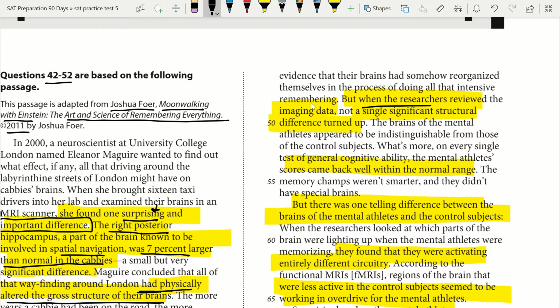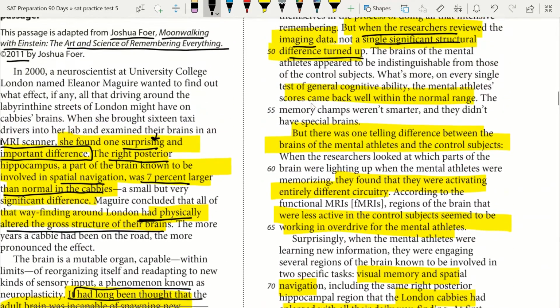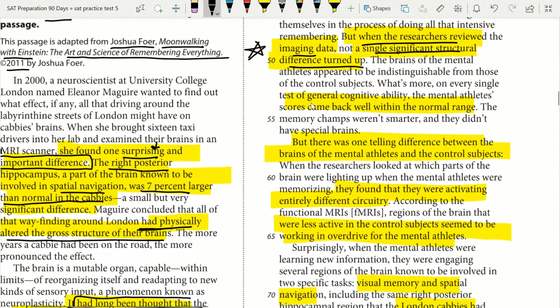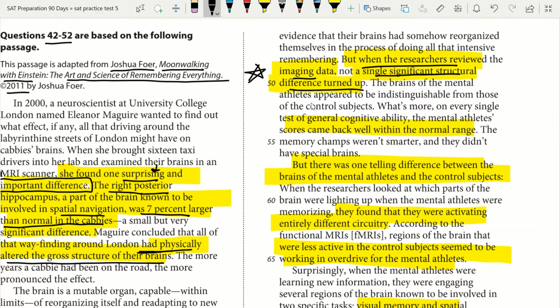Next, I look over here, we have, but when the researchers reviewed the imaging data, not a single significant structural difference turned up. So that's telling me, in response to that driving question, that it is not because of any sort of difference in the form of the brain, okay? So that right there is telling me it must then, or it is likely, or we'll just read on. So next thing I highlighted, we have the test of general cognitive ability. Mental athlete scores came back well within the range. So it's not just because the normal people versus the professional memorizers have different IQs, right? So that's eliminating a confounding variable. If you don't know what a confounding variable is, it just means that it's something that could complicate or make it so you can't draw a conclusion from your independent variable.